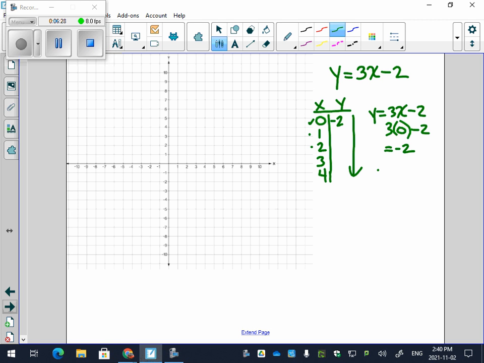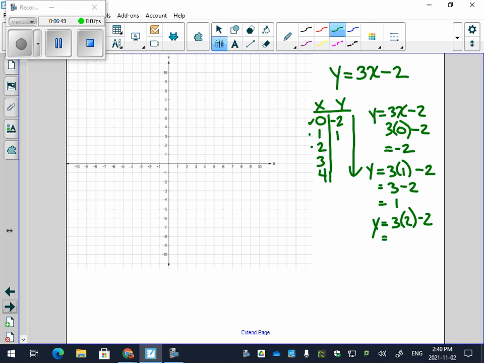We do the next one. y equals 3, we substitute the 1 in. This is 3 minus 2. And that answer is 1. So we put that there. And we'll do one more because we could have made a mistake somewhere, and we want to make sure that before we start looking for the pattern, we've done a few.